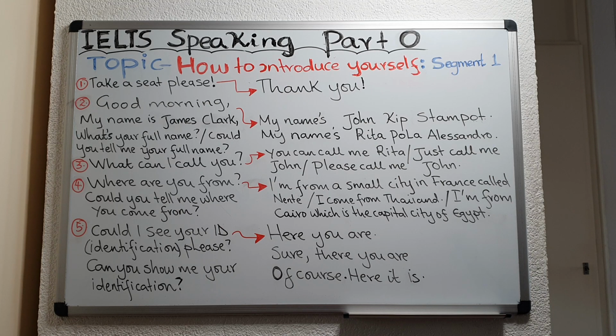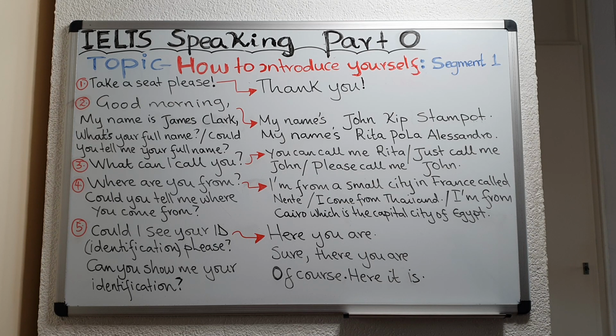Okay? You can also say, I'm from a small city in France called Nantes. I'm from Cairo, which is the capital city of Egypt. Now, if you want to give a better impression of yourself, you can use the last one. I'm from Cairo, which is the capital city of Egypt. But please practice so that when you say it, it comes out naturally.